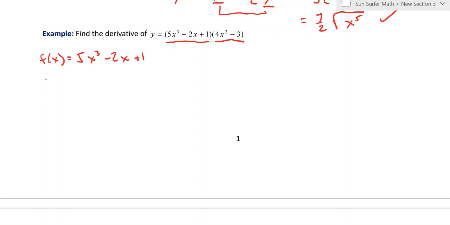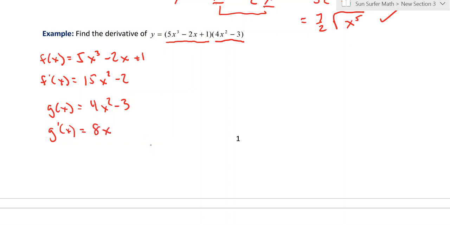And finding the derivative of that, we will have 15x squared minus 2. And then I'm going to put g down here. G of x is 4x squared minus 3. So g prime of x is 2 times 4 is 8x. And so let's write the derivative rule down.